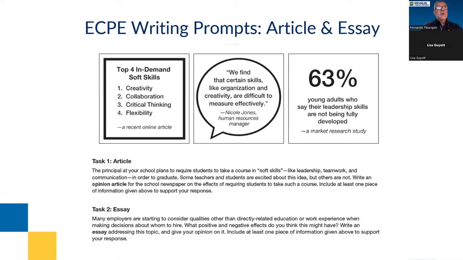And the sources are: the top four in-demand soft skills from a recent online article are creativity, collaboration, critical thinking, and flexibility. Or the second one, Nicole Jones, a human resources manager, says, we find that certain skills like organization and creativity are difficult to measure effectively. And the third piece of information is a market research survey saying that 63% of young adults say their leadership skills are not being fully developed. So you see pieces of information that support different aspects of the topics mentioned here. And you have to know how to use them and which of those will support the opinions that you will provide in your written response.